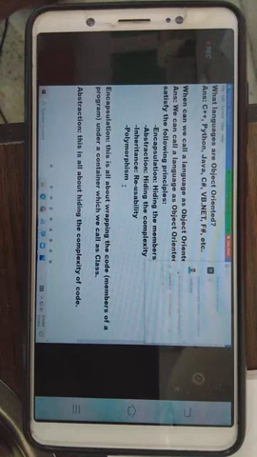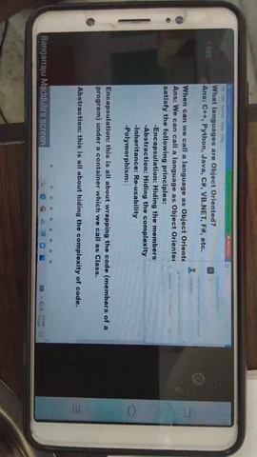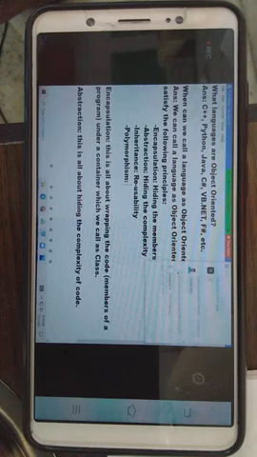Reusability. Next, polymorphism. What is polymorphism? Polymorphism means behaving in different ways depending upon the input received. It means when the input changes, then automatically the output or behavior also changes.